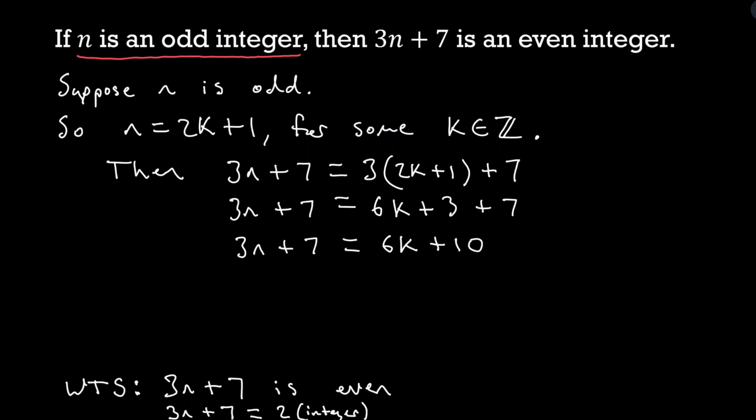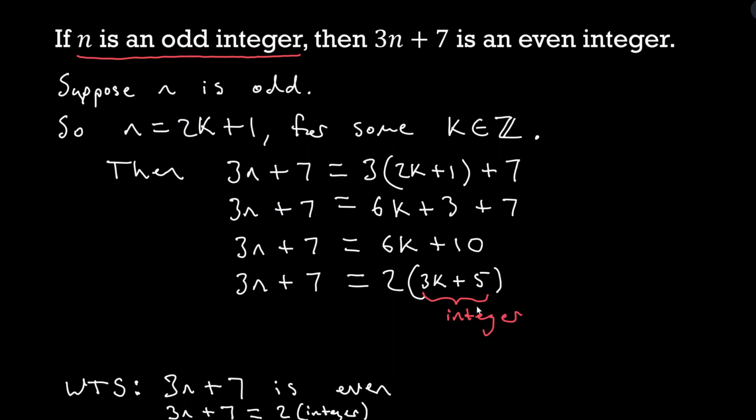Okay, so we have 3n plus 7 written in this way, 6k plus 10. Can we write this as 2 times an integer? I think we can factor out a 2 at this point, because they both share a common factor of 2. And so I can factor out a 2. Now 3k plus 5, that's some integer times 3 plus 5, right? That has to be an integer. And since that's the case, 3n plus 7 equals 2 times an integer. So that's it. 3n plus 7 is even.